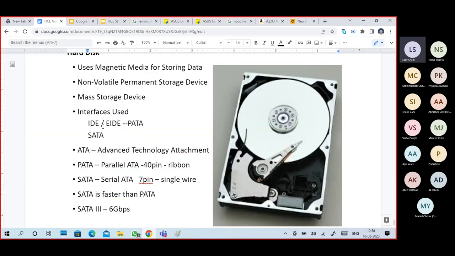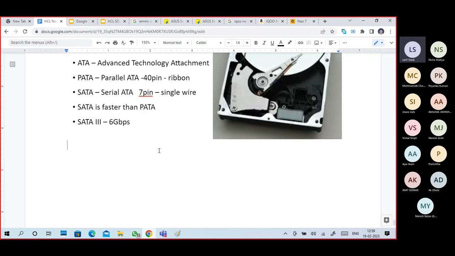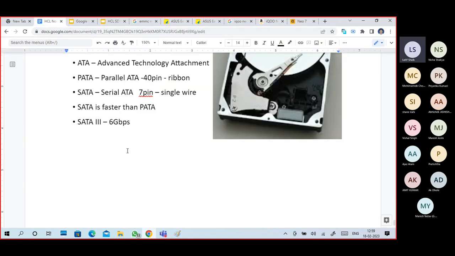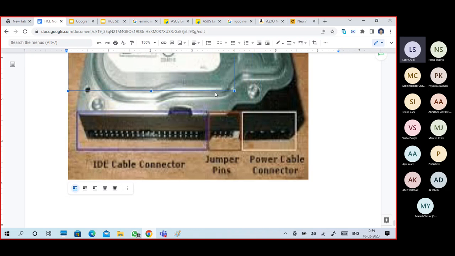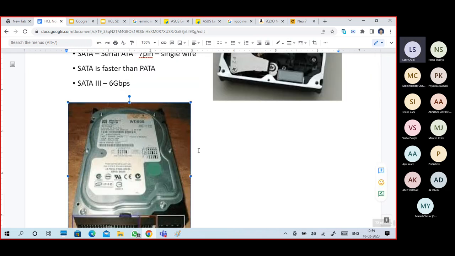Earlier we used an IDE type of connectivity. Later the technology changed to ATA, advanced technology attachment. In ATA, we have PATA and SATA. PATA is parallel advanced technology attachment. SATA is serial advanced technology attachment. So after PATA, SATA came. Earlier we used only the PATA type of connectivity. It is a 40-pin ribbon type of connector. So here it is. This is a PATA type of hard disk, parallel advanced technology attachment.